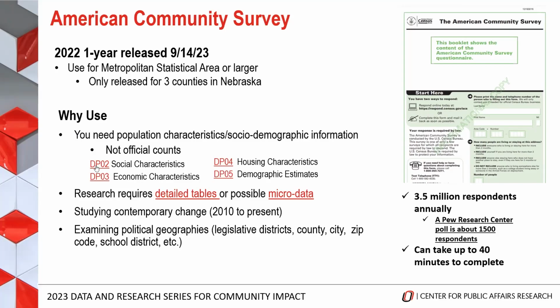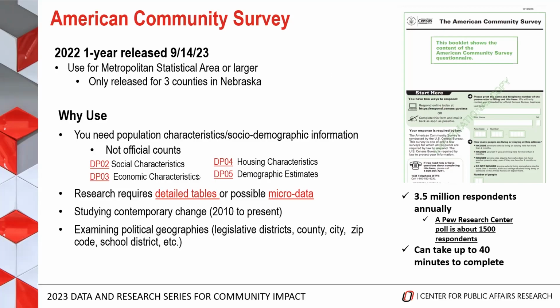I've gone ahead and linked for the 2022 one-year release four tables that are sort of the best hits of the American Community Survey: social characteristics, economic characteristics, housing, and demographic. I had it to 2021 five-year in part one. Now with the 2022 one-year release, I went ahead and linked these.